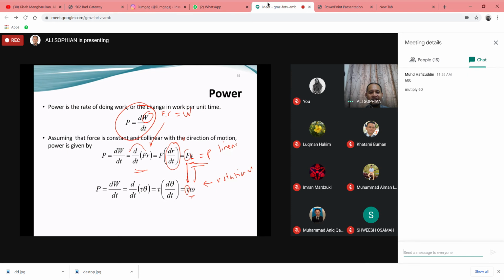There's some explanation apparently there. Yes, the rate of doing work, or the change in work per unit time. The time derivative.